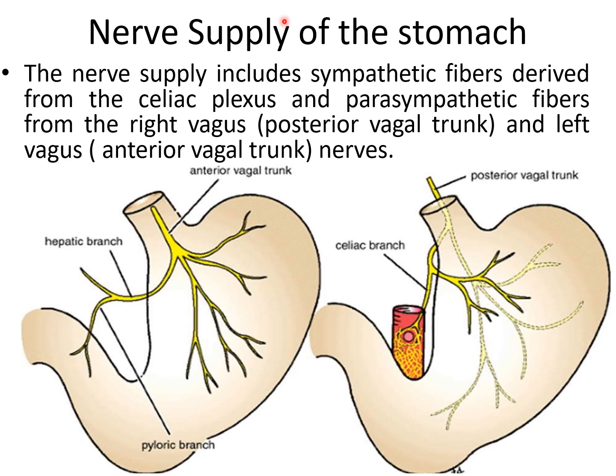About the nerve supply. The nerve supply includes sympathetic fibers, derived from the celiac plexus. The parasympathetic fibers are derived from the right vagus or posterior vagal trunk and left vagus or anterior vagal trunk. This is the anterior vagal trunk or left vagus, and this is the posterior vagal trunk or right vagus.